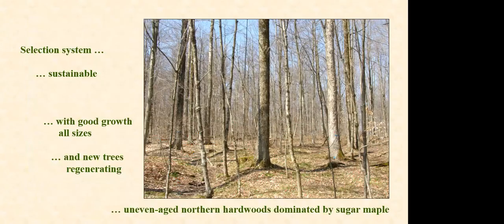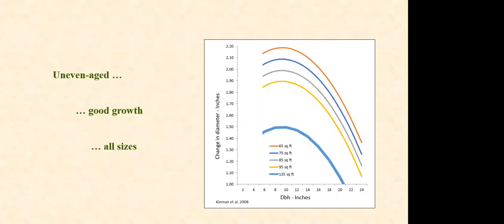Now, selection system then is sustainable. We get good growth across the size classes. We have regeneration to fill in the lower end of the tail, as you see here in the stand dominated by sugar maple. Uneven age then, good growth across all sizes. But what about even age communities?